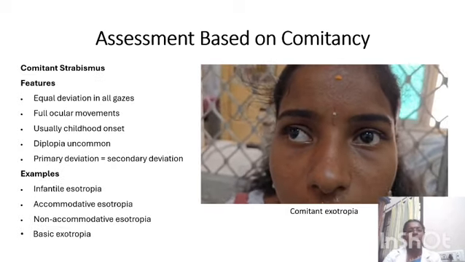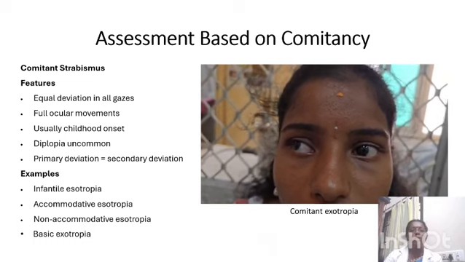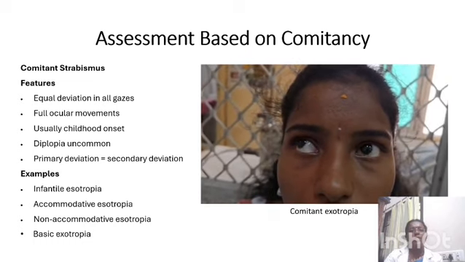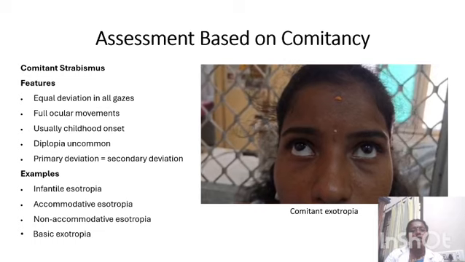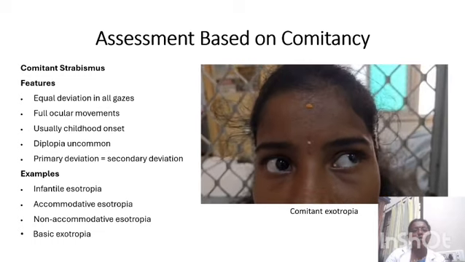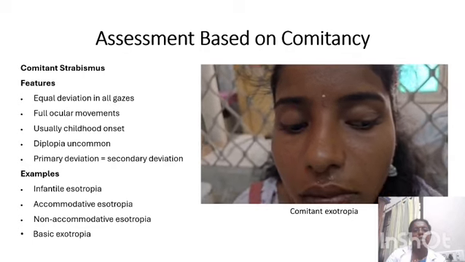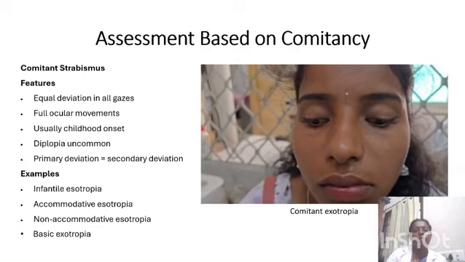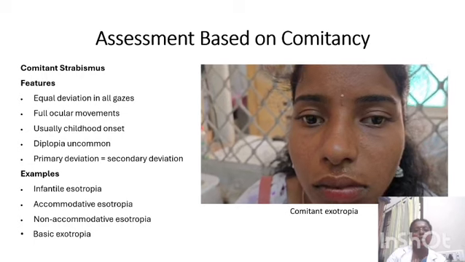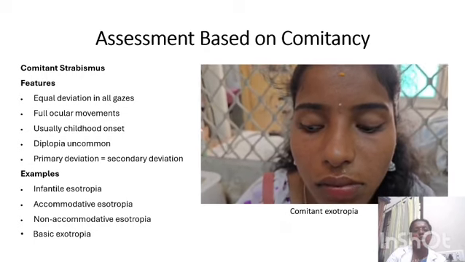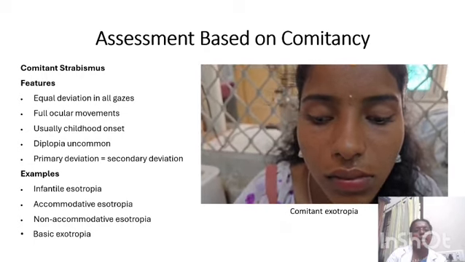Comitant strabismus is a form of ocular misalignment in which the angle of deviation remains constant in all positions of gaze. There is no limitation of extraocular muscle movement. The video demonstrates comitant strabismus. Notice the angle of deviation remains relatively constant in all directions of gaze, and ocular movements are full. The pattern is typical of childhood strabismus such as accommodative esotropia or basic exotropia.